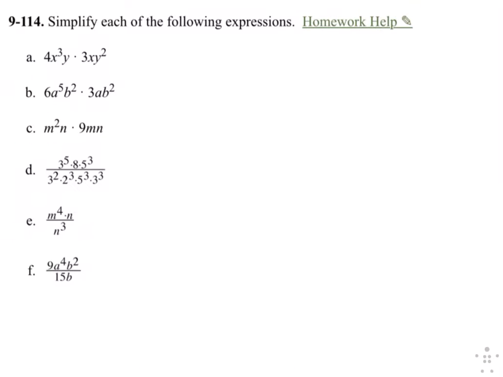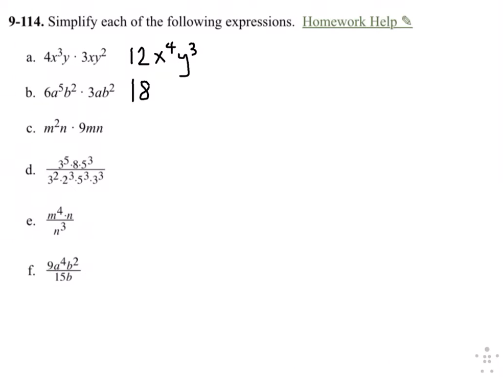Okay, so 4 times 3 is 12. X to the third times x is x to the 3 plus 1, which is 4. And y to the first times y to the second is y to the third, right? You add. Okay, so that's 12x to the fourth y to the third.